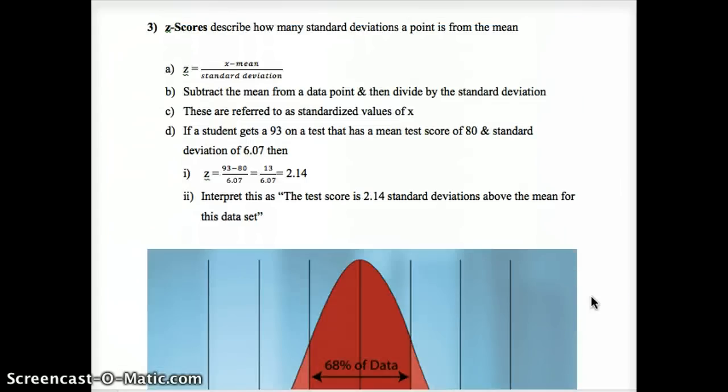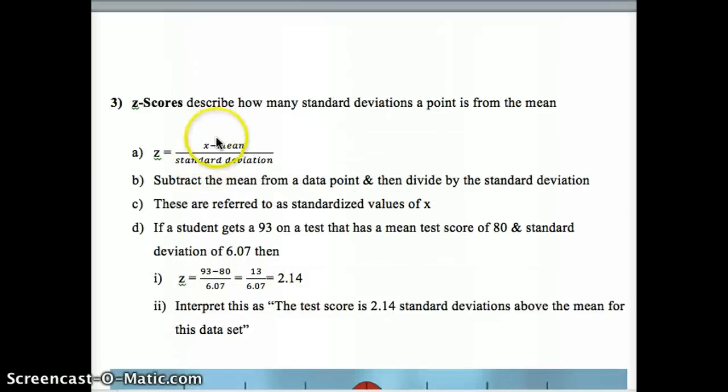Because we're looking at how many standard deviations something is below or above the mean, we're going to first subtract the mean from the value, and then we're going to divide it by the standard deviation. So we take our value of interest, we subtract the mean, and then to define how many standard deviations it is above or below, we divide by the standard deviation. We call that a z-score.